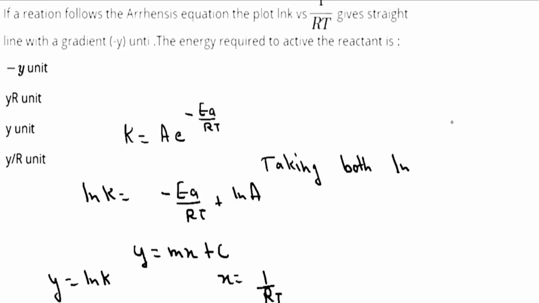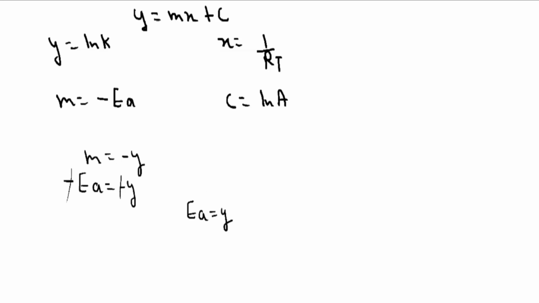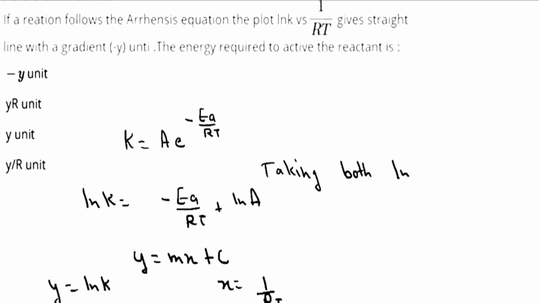What we have to find out is the energy required to activate the reactant, which means we have to find the activation energy. So Ea is our activation energy. This is equal to y. So this is the answer. y will be our correct answer. So here we can see option number C is our correct answer.